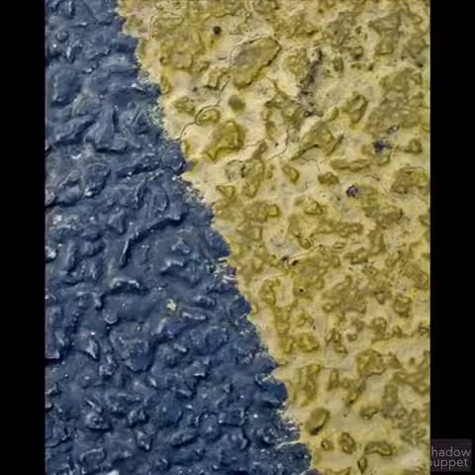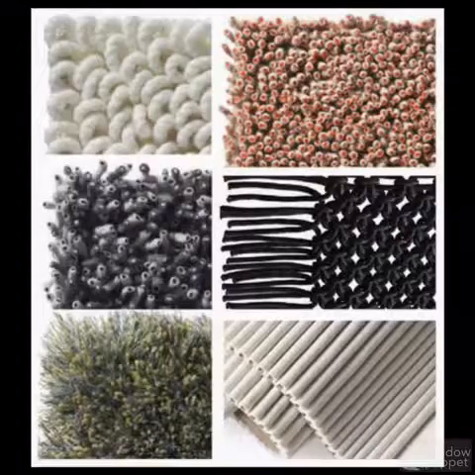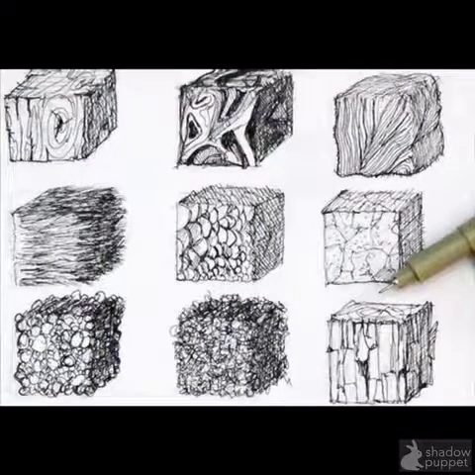We find texture and photograph it. We like to see texture because we know that we would like to feel the texture. This is examples of soft texture. Here are some textures that someone drew with a pen.